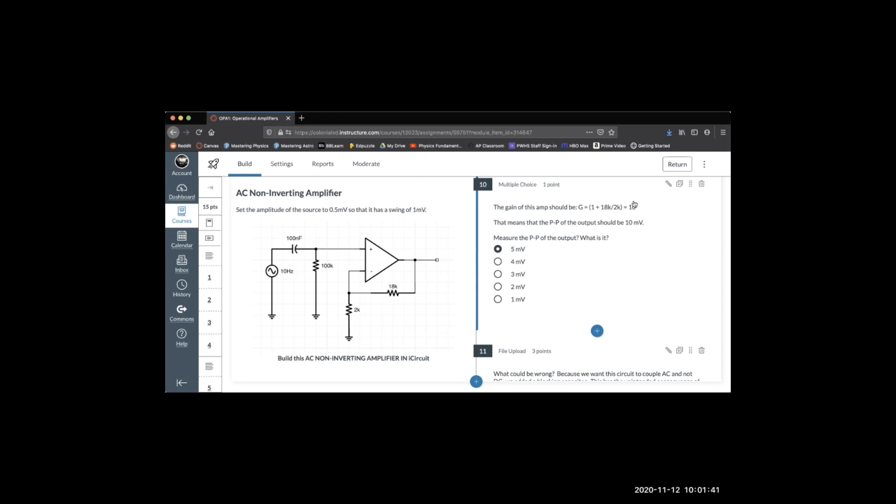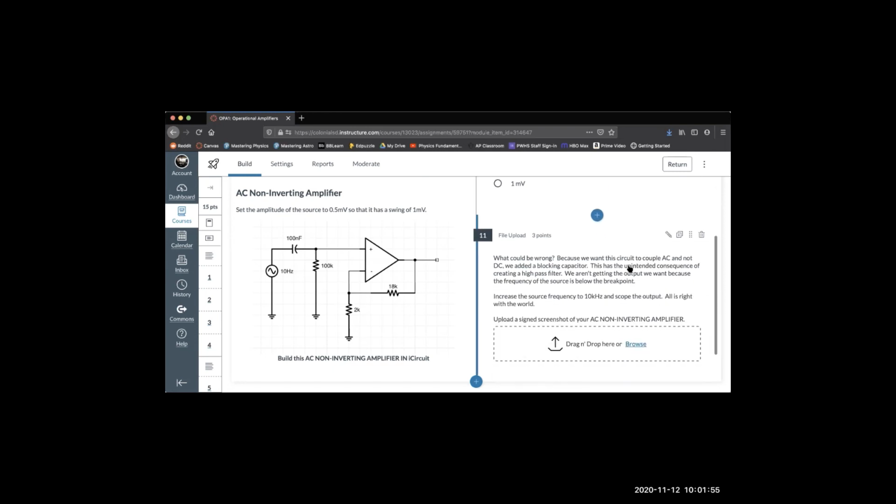What's happening? What's happening is my frequency of the source is below the breakpoint. This thing's got a high pass filter on the input. So it's only going to give me my amplification when I've got the frequency right. So we juice the frequency and then we find that we get 10 millivolts on the scope.